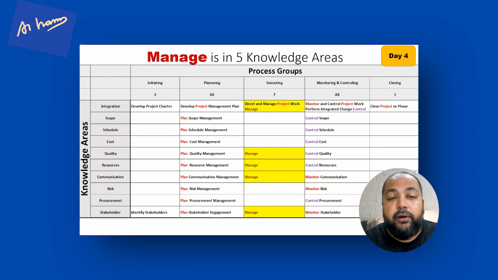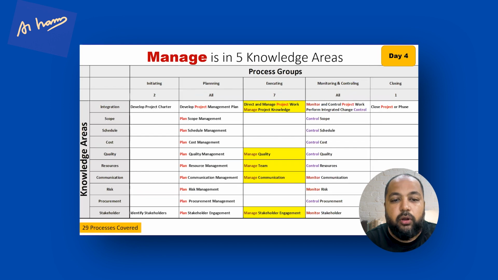Okay, on day 4, I wanted to get into the executing process group, and the keyword over here is manage. The keyword is what? Manage, right? So manage comes in 5 places in those knowledge areas: manage project knowledge, quality is called manage quality, resources is called manage team, communication is called manage communications, and stakeholders is manage stakeholder engagement. Right? It's pretty simple. Every knowledge area, just put in manage as a keyword over there. That's the pattern we see. So it's very simple to remember these. And now that covers like 29 processes.